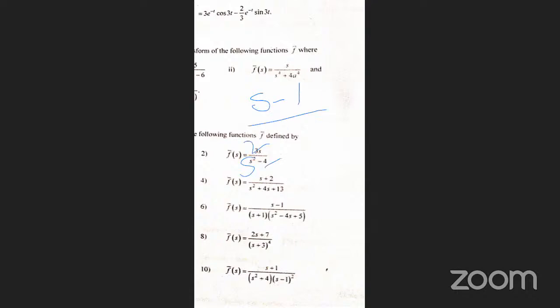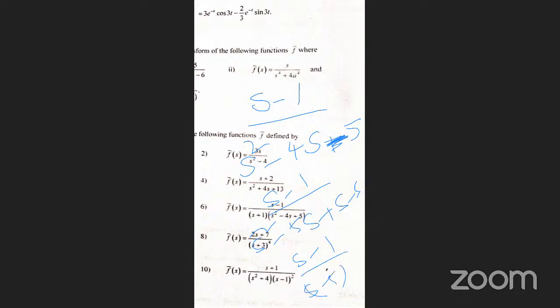s square minus 4s plus 5 does not factorize at all. If it were minus 5, it would be possible: s minus 1 into s square minus 5s plus s minus 5. Then we can get the factorization s minus 1 and s minus 5, and s minus 1 and s plus 1.